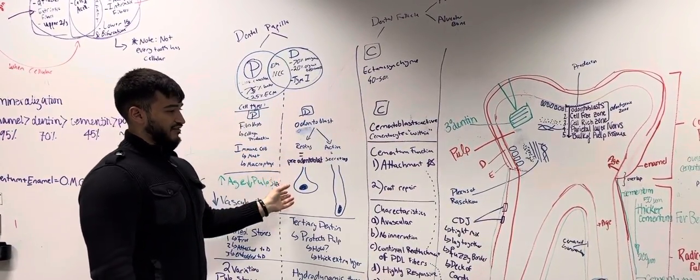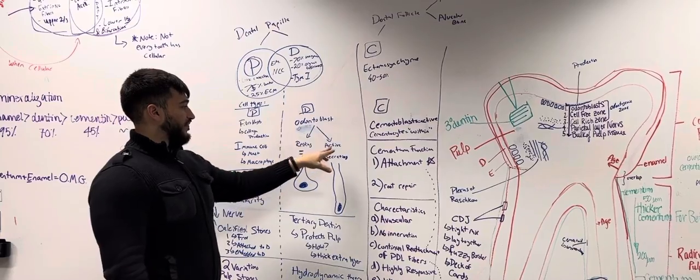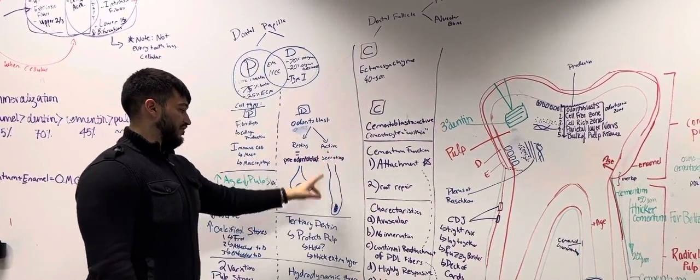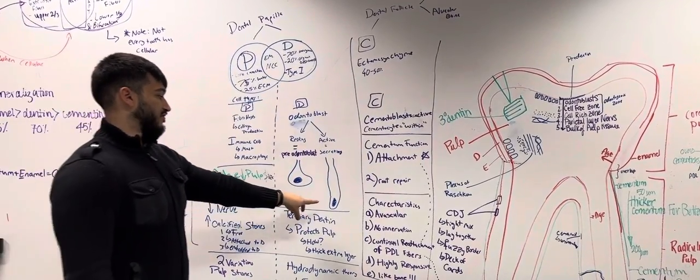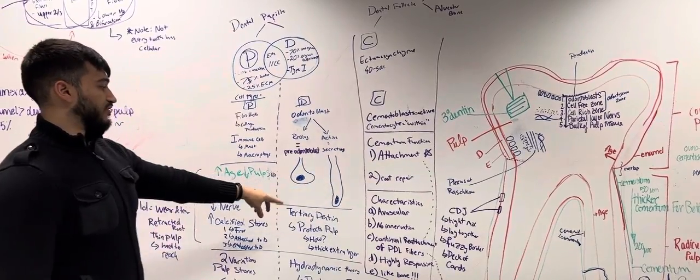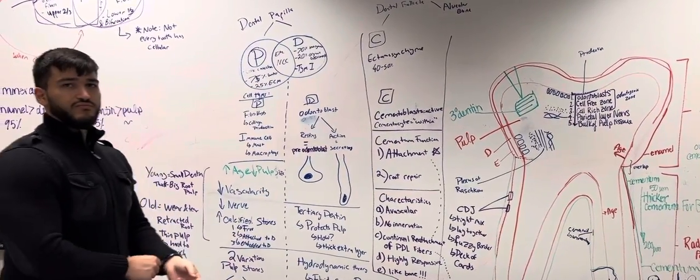a preodontoblast. It'd be like a little sac. And then the secreting active one will be like a little longer. And then it has the little nucleus at the bottom. Polarized nucleus.